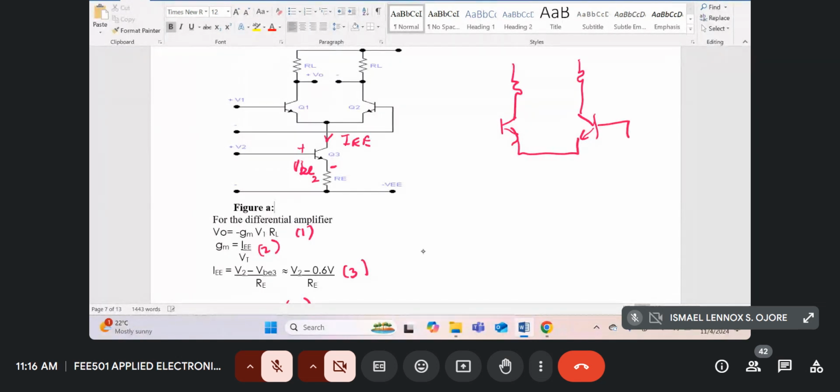So you can ground one side and put a signal V1 with respect to the ground and get an output here.